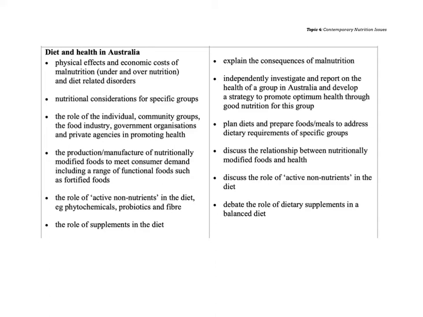The purpose of this lecture is to go through the dot point relating to the role of active non-nutrients in the diet, particularly looking at the examples that are specified in the syllabus, so phytochemicals, probiotics, and fiber. Now, you are also required to have a look at this term discuss, where you're looking at the role of active non-nutrients in the diet, and discuss means to look at points for and or against.